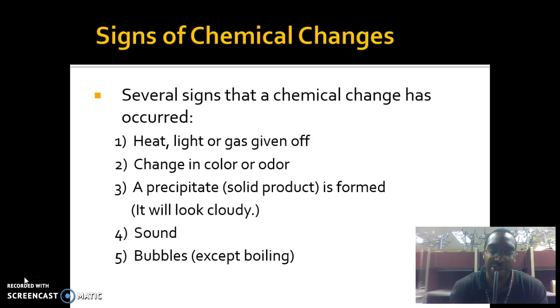Sound: we did the hydrogen test during our reactivity lab. When we tested for hydrogen, we got the little pop when we put the flame underneath the test tube. And then bubbles, only if due to the chemical reaction and not due to anything else. So we have the bubbles there, except boiling. Boiling does not count as a sign of a chemical change. But if there is no external heat present, and the heat is forming just because of that chemical change happening, then yes, that does qualify as a sign.